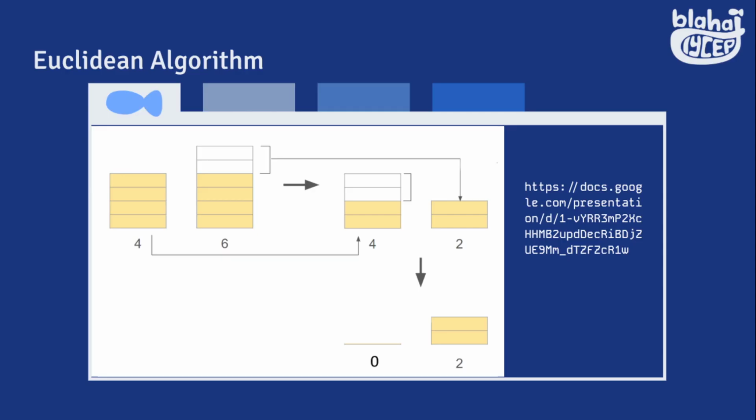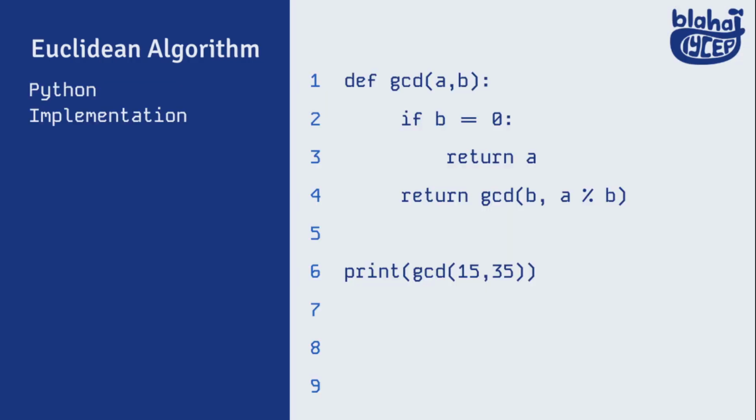So once we have one number that is 0, we will have one other number that is non-zero. And we will notice that this number here is the GCD of the two original numbers, which is, in essence, what we are trying to find. So now we'll be going through how the Euclidean algorithm is implemented in Python.